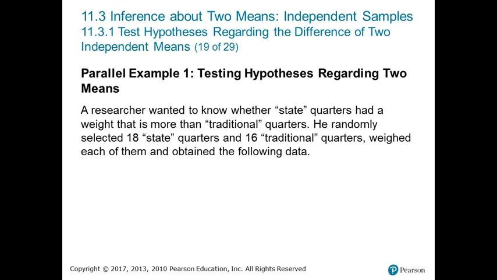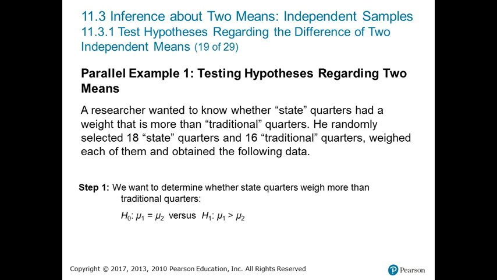So in this example, we're concerned with the researcher who's studying the weights of state quarters and traditional quarters. He takes a sample of 18 state quarters and 16 traditional quarters. The null hypothesis is mu1 equals mu2, that is, that the two quarters weigh the same. The alternate hypothesis is that mu1 is greater than mu2, that is, that state quarters weigh more than traditional quarters.